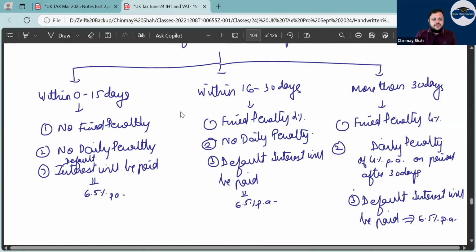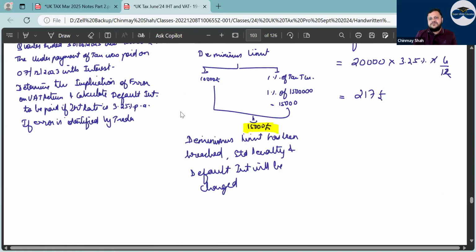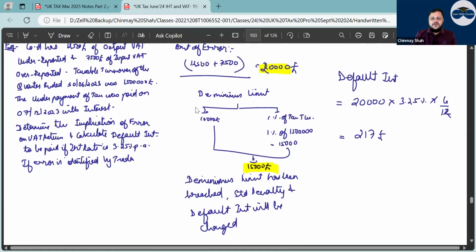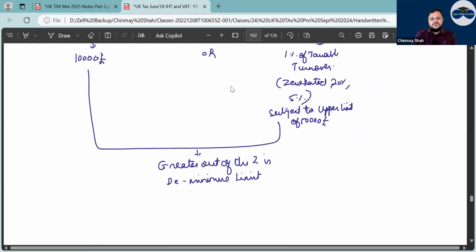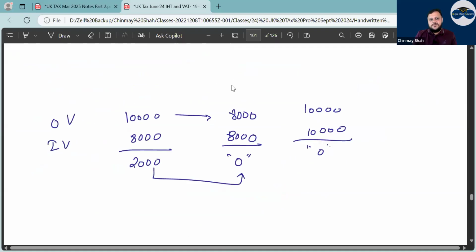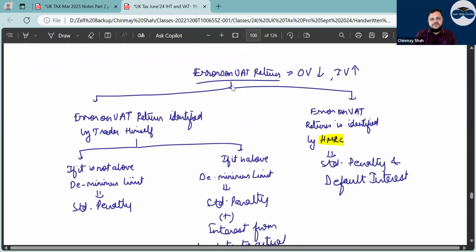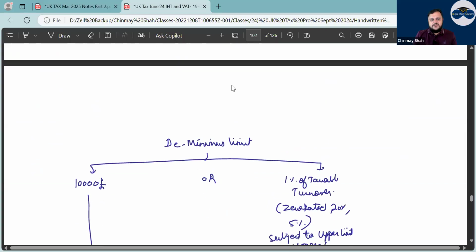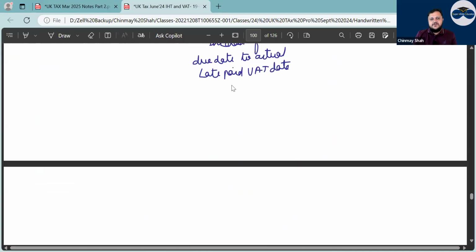Now, I hope you remember there is a point system, right? Where if you pay your VAT late or file your VAT return late, correct? One default point will be added, correct or not? Have a look, right? So de minimis limit is what? 10,000 or 1% of taxable turnover, correct? What is de minimis? So if your error goes above the de minimis limit, then what will happen? Tell me. There will be a standard penalty that is there, right?